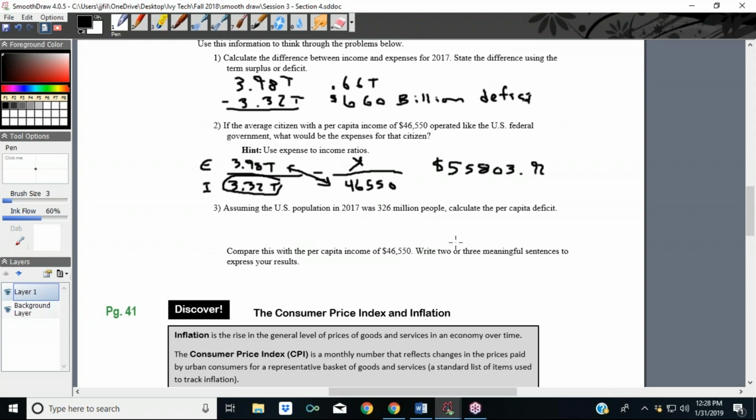So assuming the U.S. population in 2017 was 326 million people, calculate the per capita deficit. So let's take that deficit. We said it was 660 billion, so times 10 to the 9th, and divide it per capita. So we're going to divide it by the 326 million people times 10 to the 6th.